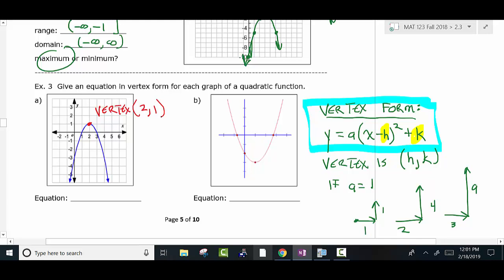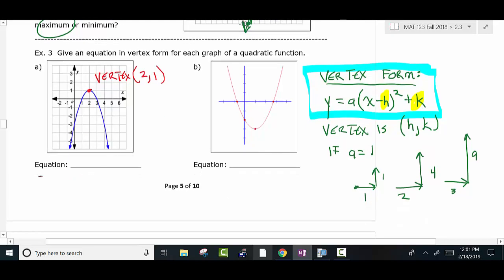So what I would recommend you do when you're doing these problems is just write down the formula, which is y equals a(x minus h) squared plus k, and just put the vertex in. Okay, so the 2 goes there, and then the 1 goes there. That's what the vertex is. Now let me ask you this question, see if you caught on to this. This parabola goes upside down. So what has to happen there? You have to have a negative, right?